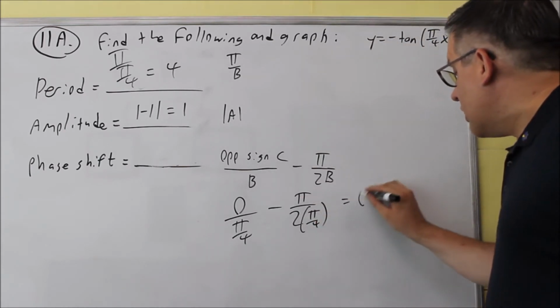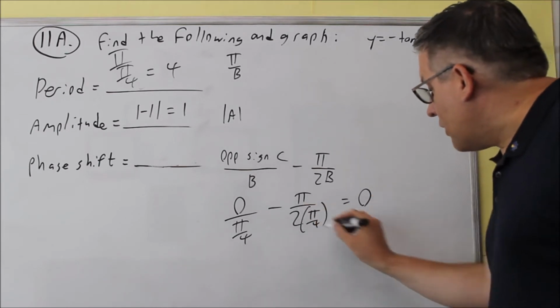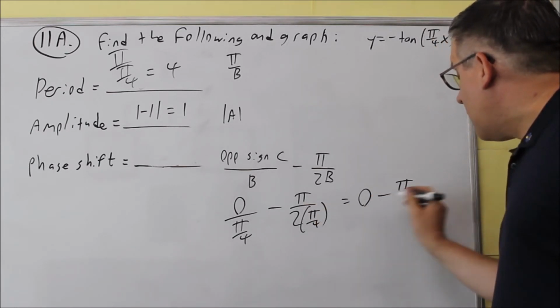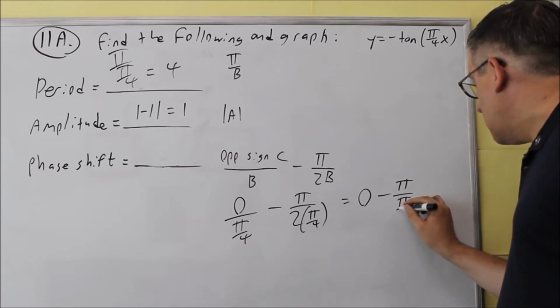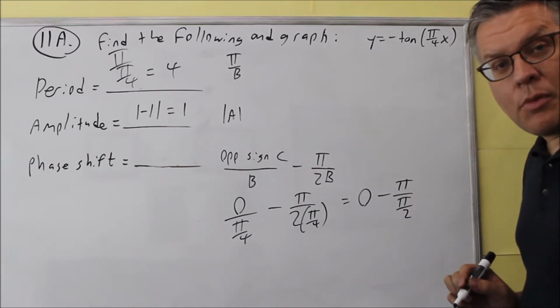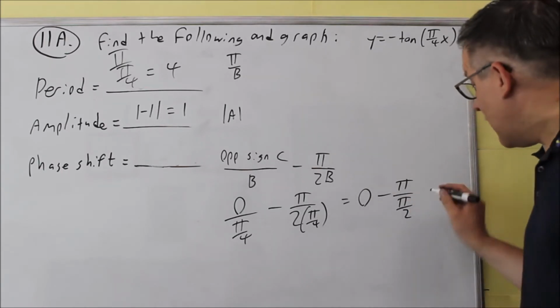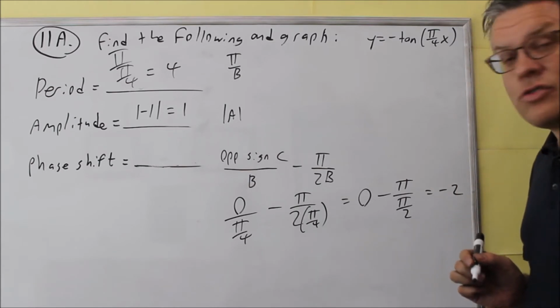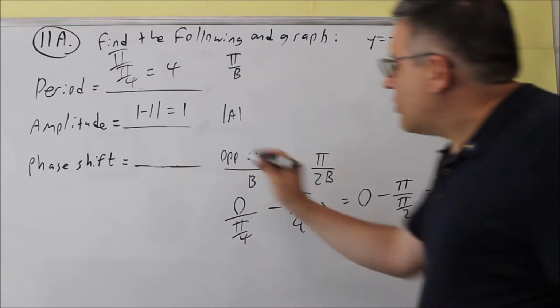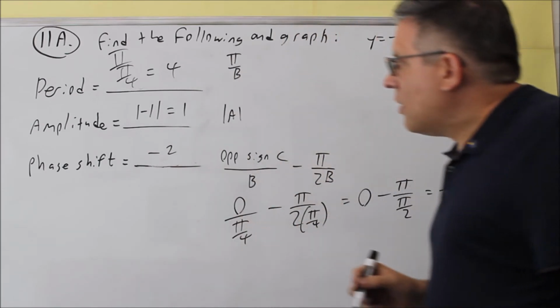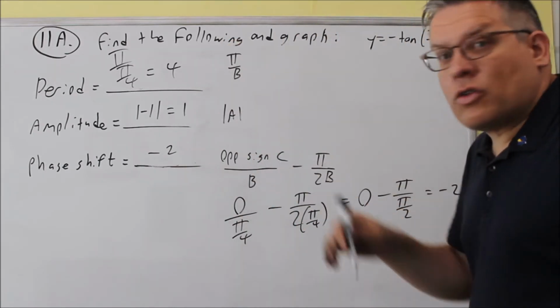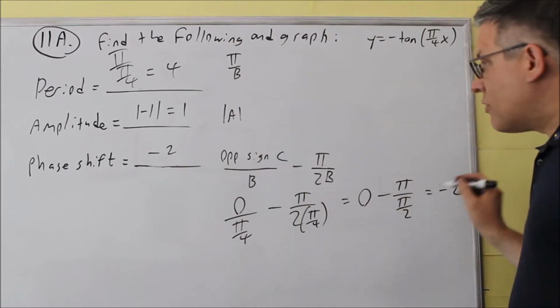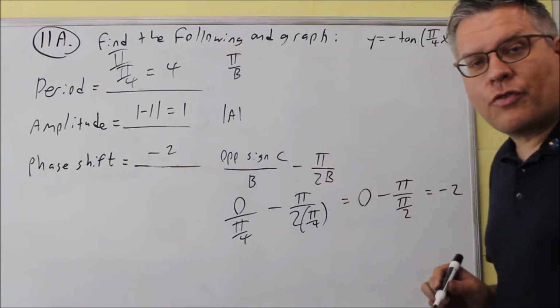You're going to get a 0 for the first one. Now this is going to reduce to pi over 2. And when you flip and multiply that, the pi's are going to cancel out, and you're actually going to get -2. So your phase shift starts at -2. So in this problem, you don't have any pi's. In fact, you have whole numbers on this one here. So -2 for phase shift and a period of 4.